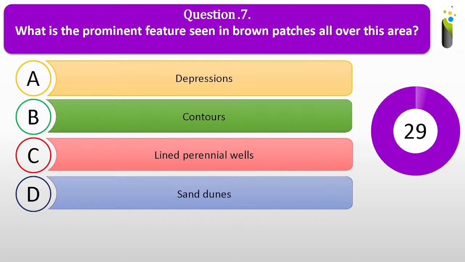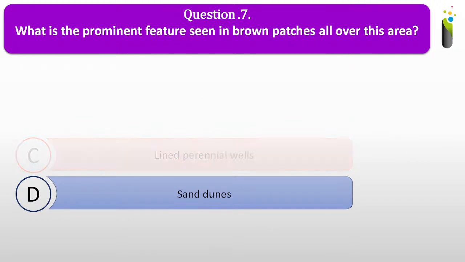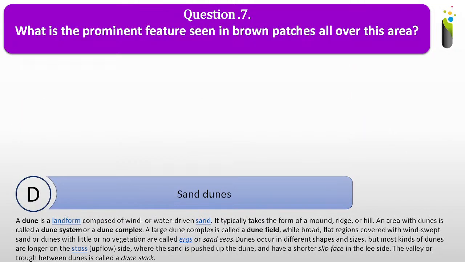Your time starts now. What is the prominent feature seen in the brown patches all over the area that was seen in the picture? And the correct answer for this question is very good. Students are answering. I want everybody to answer. The correct answer is sand dunes. So Prasanna, you're correct. Kavya, you're correct. Gauri, you're correct.